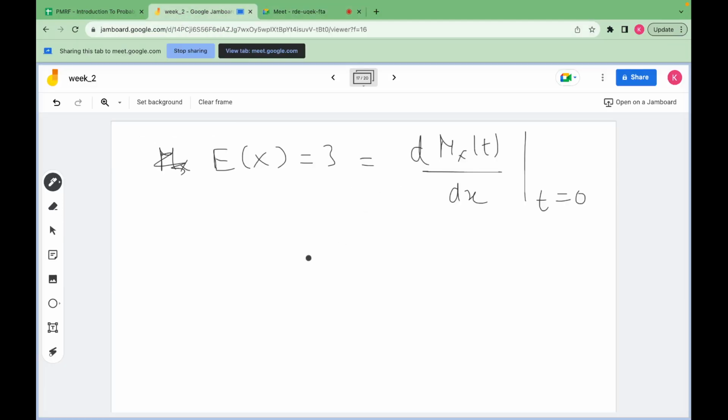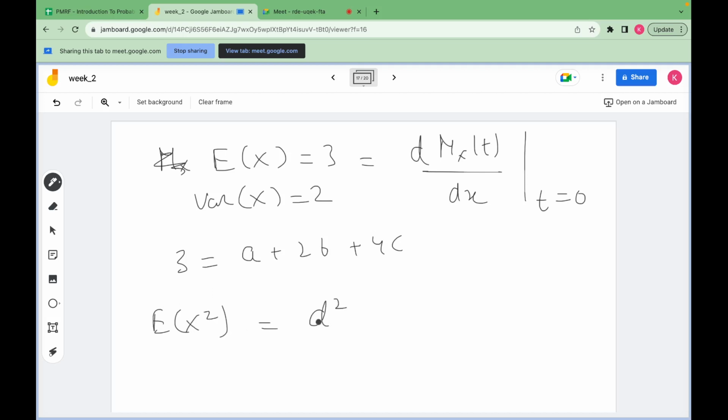So when you solve this, you will get a plus 2b plus 4c. This 3 is equal to a plus 2b plus 4c, and this variance of x is also given as 2, right? So the second thing you can calculate is the expectation of x square, which is nothing but the second derivative d2 Mx(t) by dt2 at t equals 0. So from here you will get the new equation. So this E of x square comes out to be a plus 4b plus 16c.